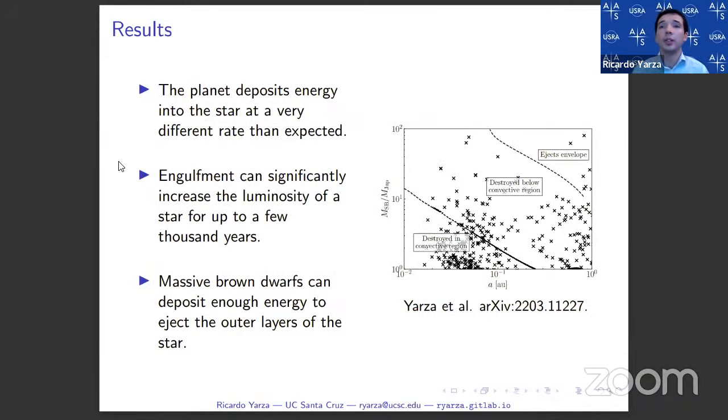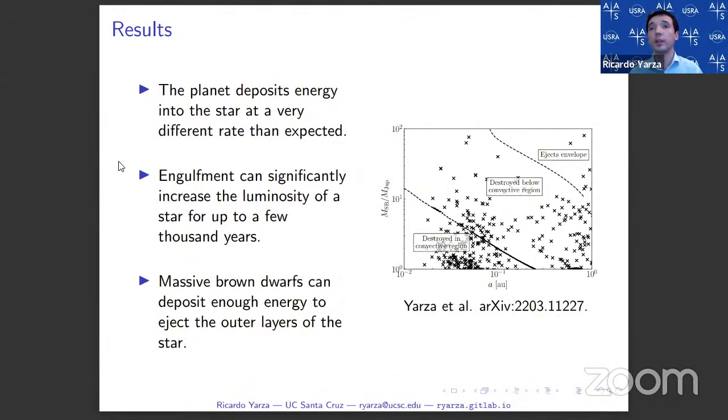Finally, we combined our results with semi-analytical estimates to try to determine what the outcome of engulfment was. We know that some planets, especially smaller ones, once they go into a star, will most likely be destroyed. They will not survive that process. And one of the questions is, well, what planets can and what planets cannot survive? And that's what we are trying to determine on the plot on the right.